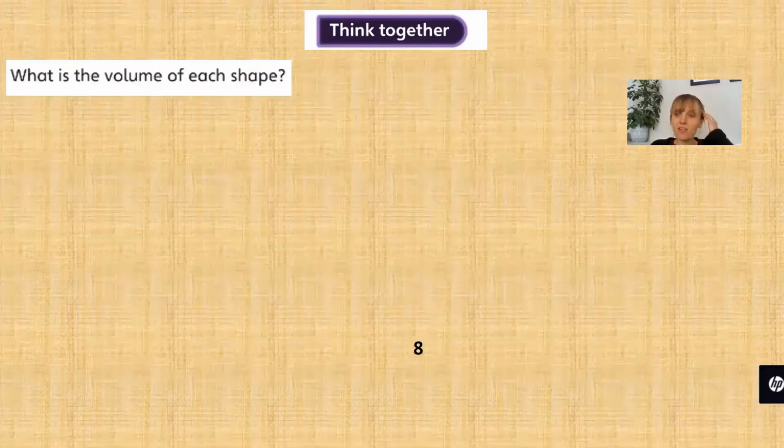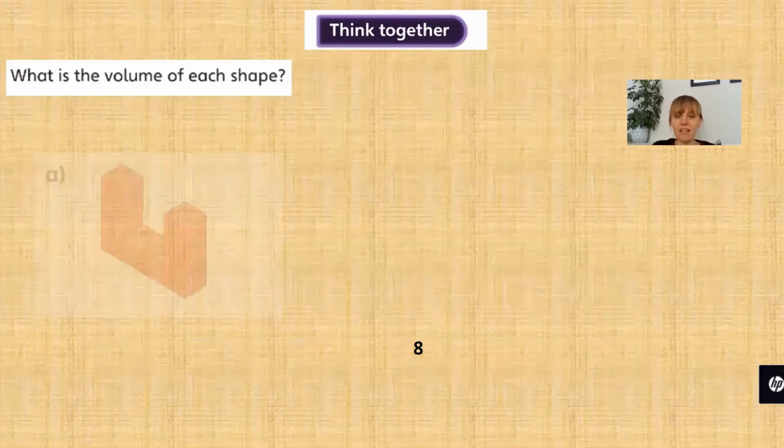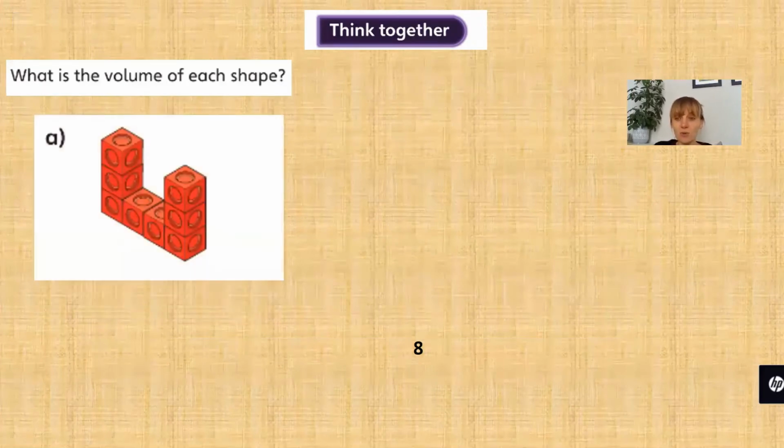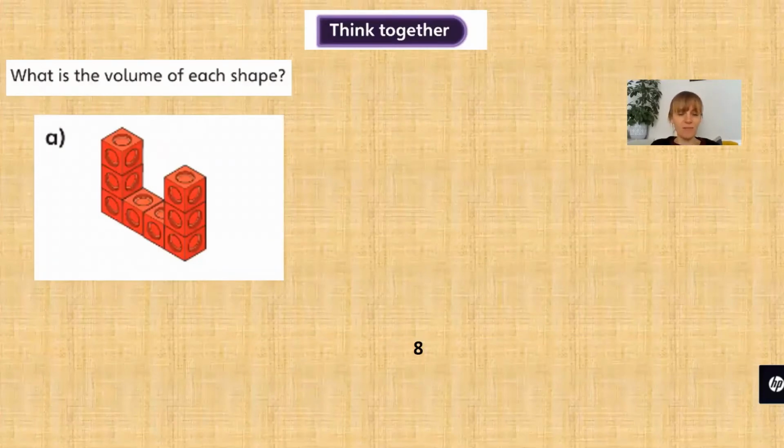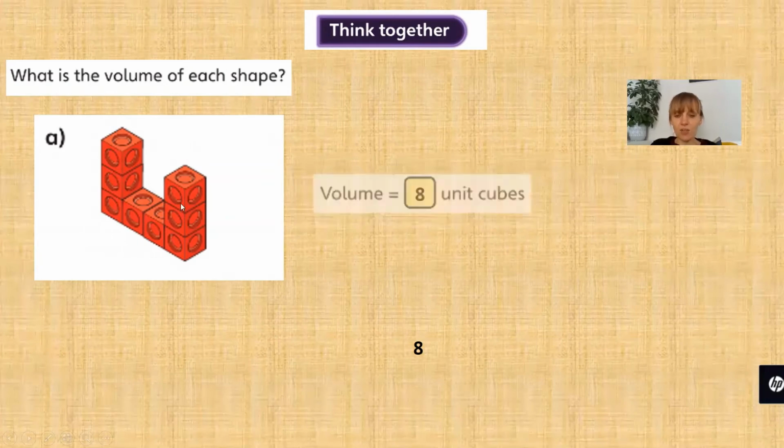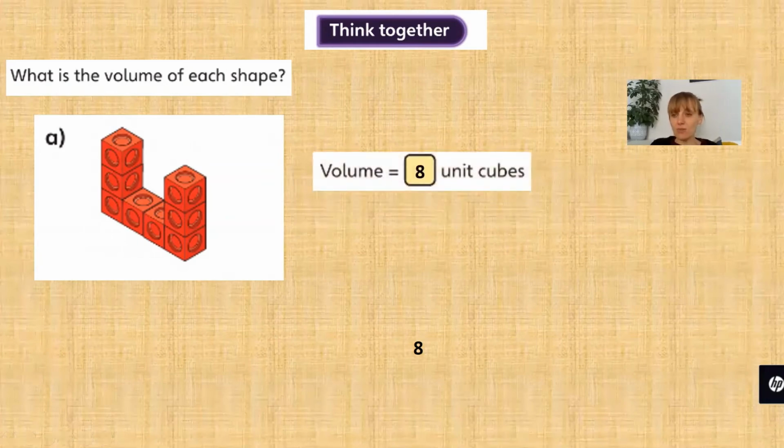All right, now think together. With these ones, it's a good idea if you have a piece of paper and a pencil ready, and you can pause the video before I give the answers and have a go yourself, like we would do in the classroom. So we're going to be thinking, what is the volume of each of these shapes? So for A, 1, 2, 3, 4, 5, 6, 7, 8. So A has got a volume of 8 unit cubes.